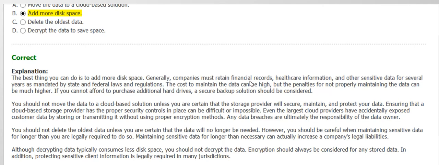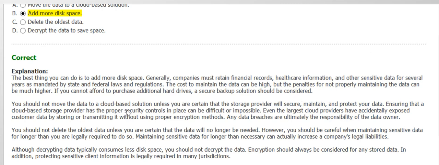Companies must retain all the financial records, healthcare information, and all other sensitive data for several years as is required by state and federal laws and regulations. The cost to maintain the data can be high, but the penalties can be even higher. So if you cannot afford to purchase additional hard drives, a secure backup solution should be considered.